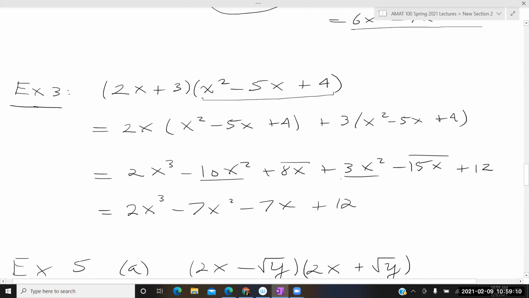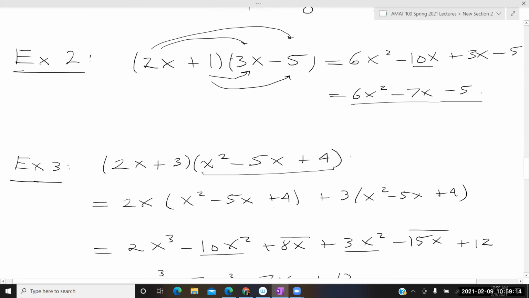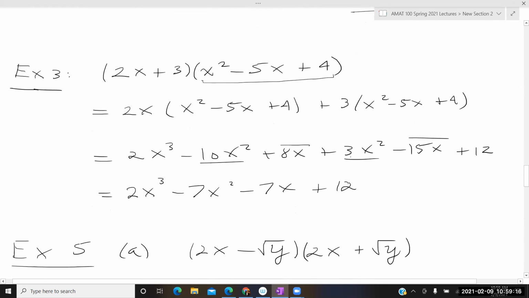And we can do something a little more complicated. Example 2 is a product of 2 binomials. In example 3, we have a binomial times a trinomial, and we're just going to use the distributive property. So we'll do 2x times this whole thing in parentheses right here. And then similarly, we're going to do 3 times this whole thing in parentheses here, to get this. And then we use the distributive property again.